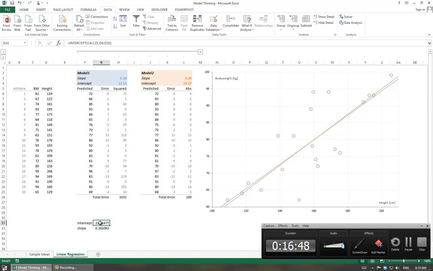Okay, I urge you to take this workbook and try to experiment, maybe change some numbers and see how it is affected by the outliers.